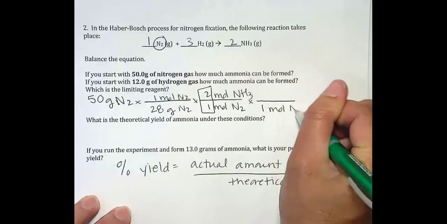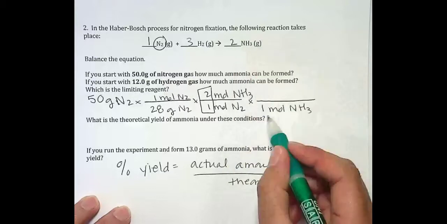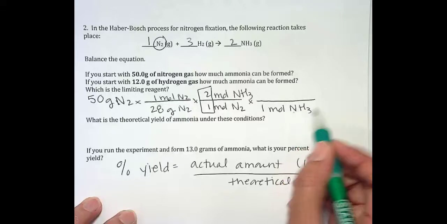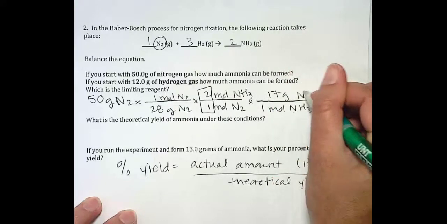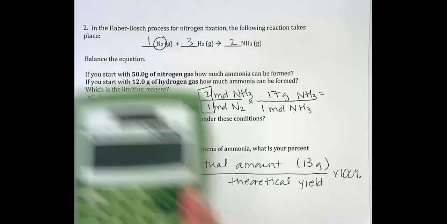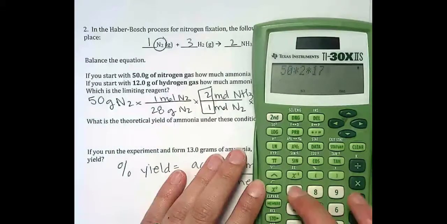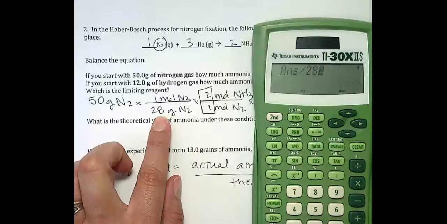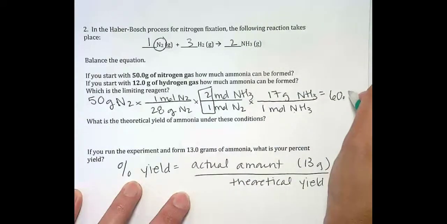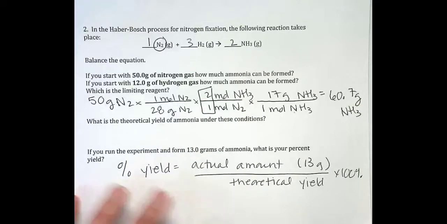And this is just 1 mole of NH3. I'm not using the 2 here. This is just the molar mass, which is the mass of 1 mole of NH3. So it's 14 plus 3, about 17. So this is how much I'm making to start with. So 50 times 2 times 17, and then divide by 28. I get 60.7 grams of NH3.